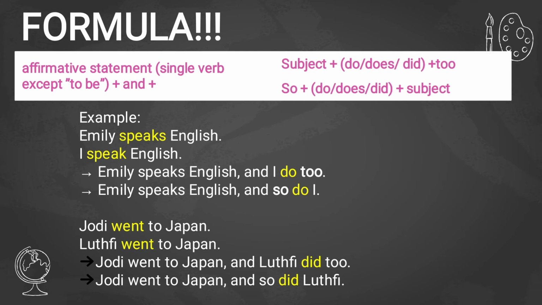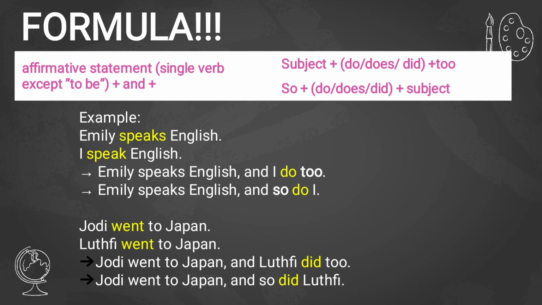For example, Emily speaks English, I speak English. It will be Emily speaks English and I do too. Pada klausa kedua ini ada kata do. Kenapa menggunakan kata do? Karena pada kalimat kedua predikatnya menggunakan kata speak, yang mana dia adalah verb 1, maka auxiliary yang digunakan adalah do. Kemudian yang kedua, when we want to use the word so, it will be Emily speaks English and so do I.